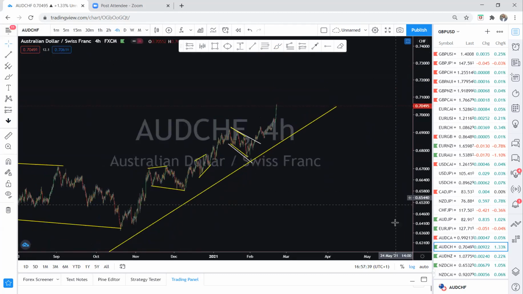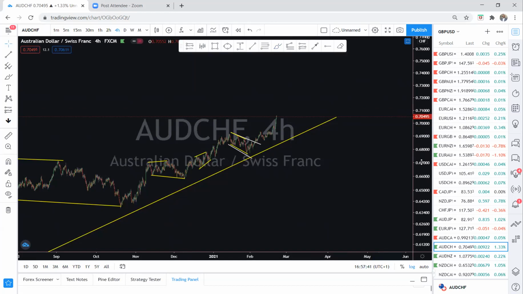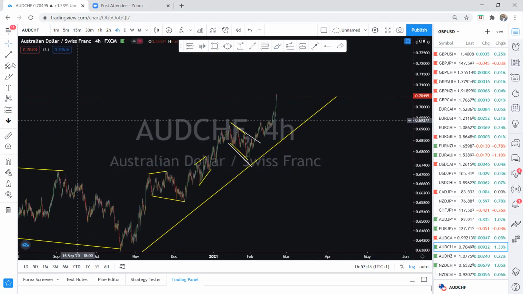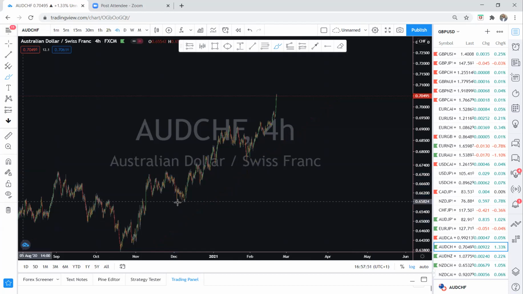AUD CHF. All right, we've been making a lot from AUD CHF over time. When we spot our correction, we don't waste time. We take the trade. This is a 3-wave pullback here, a 3-wave pullback, a push.